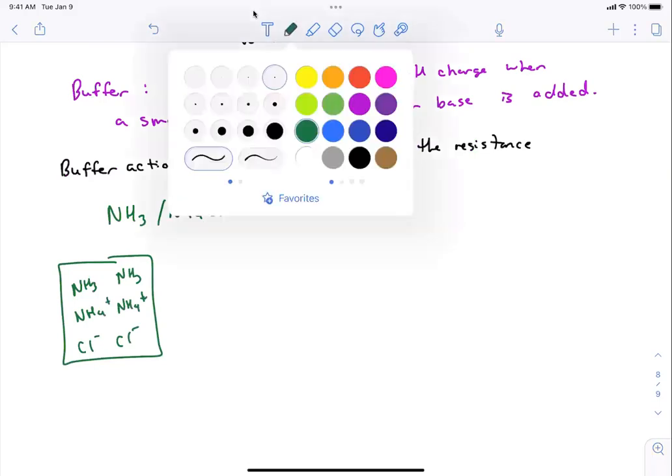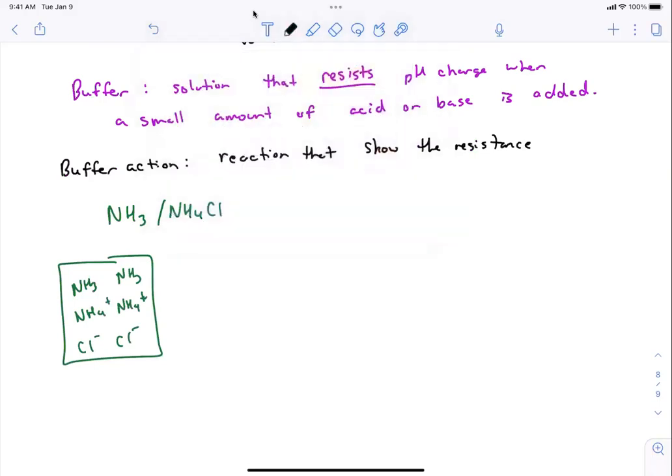Reactions, it can be two. It's two, but usually you only have to show one, because one is when it resists the pH change when acid is added, and one is when it resists the pH change when base is added. So here's your buffer solution. I'm a very visual person. I like to see everything that's in my species.